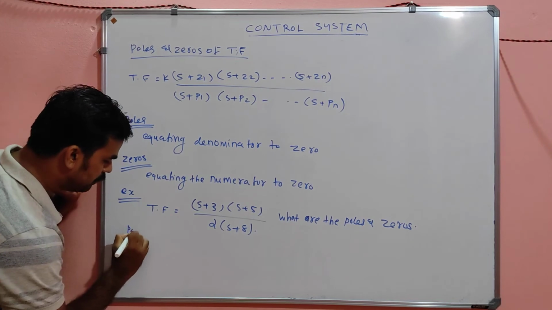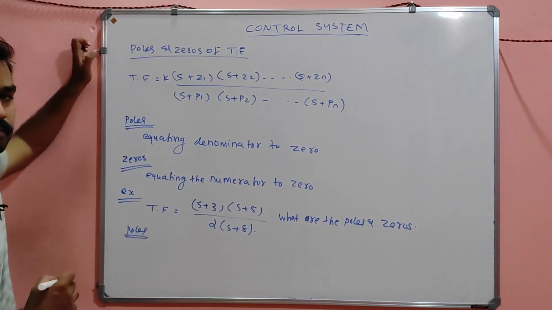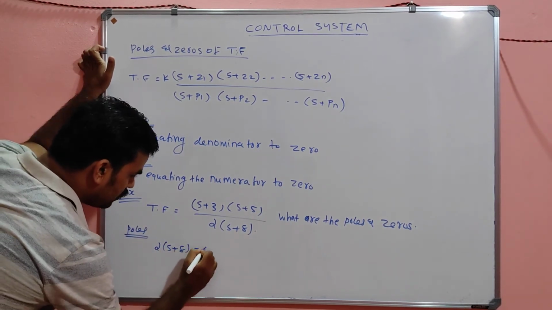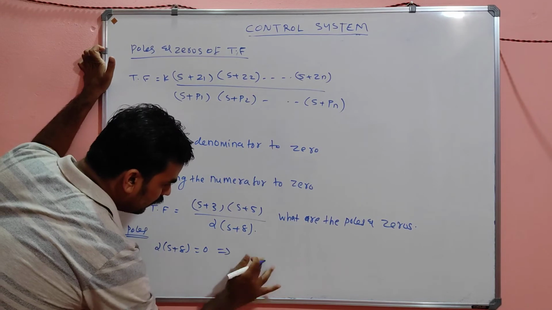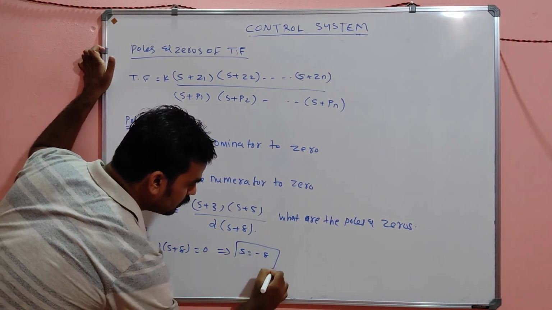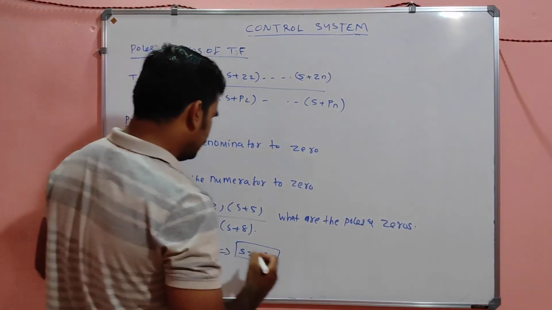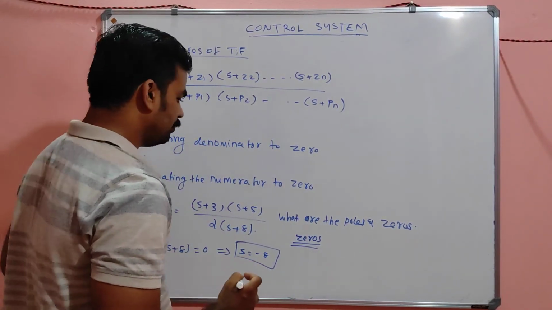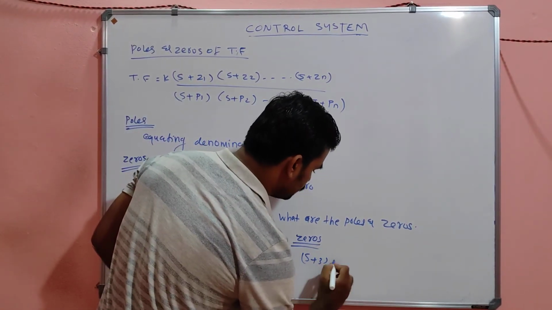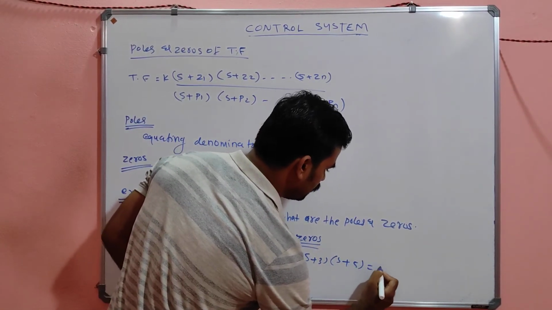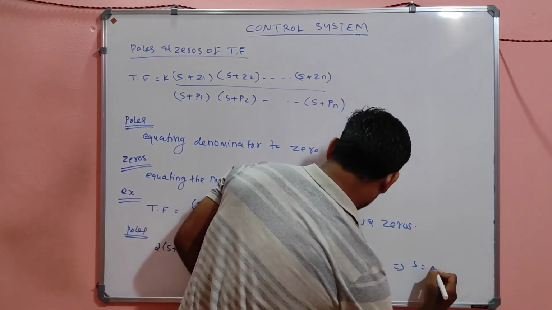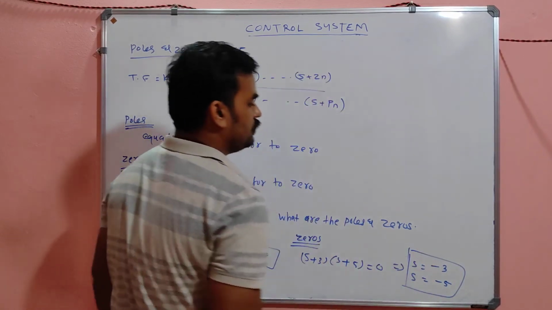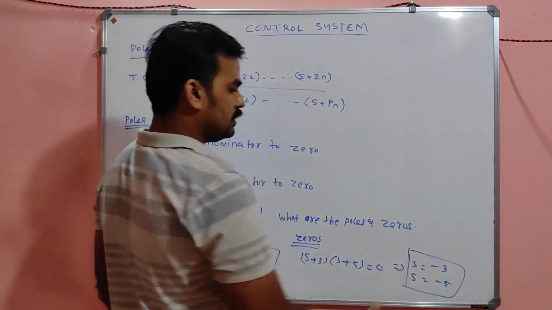So finding poles. What are the steps to find poles? Denominator equal to 0. That is 2 into s plus 8 equal to 0, which implies s is equal to, my dear, minus 8. So that is the pole. And zeros: numerator equal to 0 means s plus 3 into s plus 5 equal to 0, which implies s equal to minus 3, s equal to minus 5. So these are zeros.